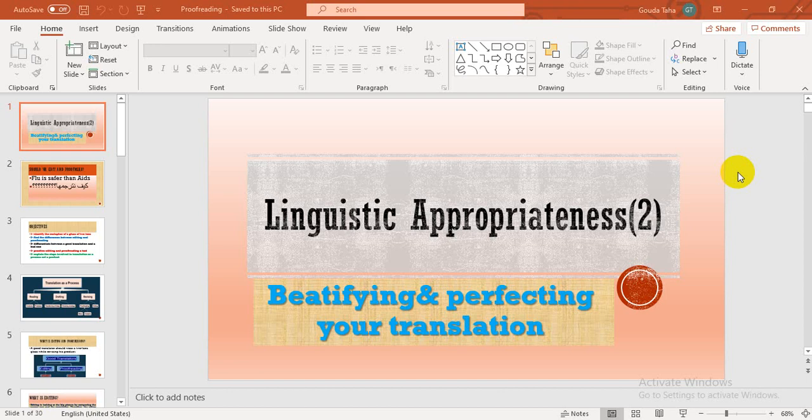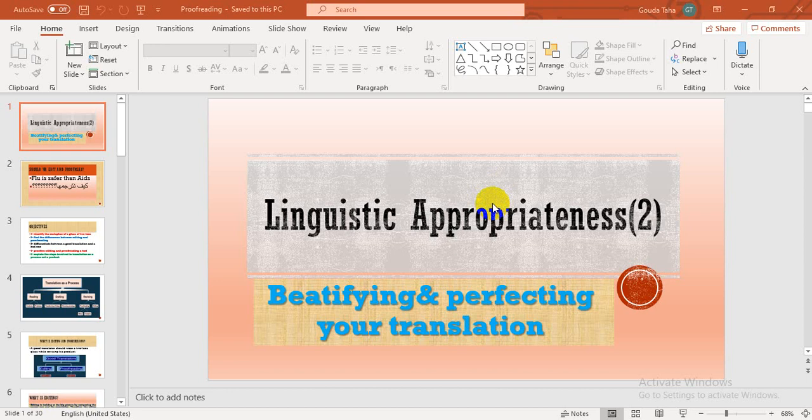In today's session we are going to continue explaining what I mean by linguistic appropriateness when you translate from English into Arabic or from Arabic into English. In our previous session we discussed cohesion and coherence and how to achieve them. And also, we discussed how to maintain linguistic appropriateness by differentiating between two main elements. The first is linguistic competence, and the second was the translational competence.